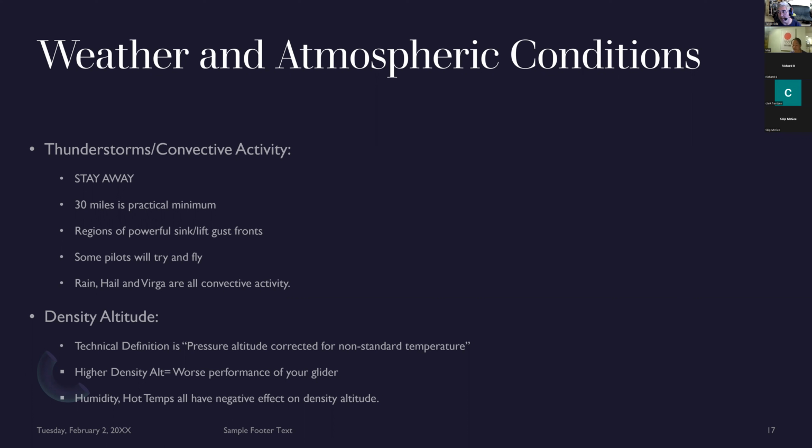So how about your turn radius? How's your turn radius going to be at a higher density altitude? Will it be wider or smaller? So yeah, your glider's responsiveness will be lower, your turn radius will be wider, your ground speed will be faster. Your launches will have to be stronger. Okay, that's high density altitude.